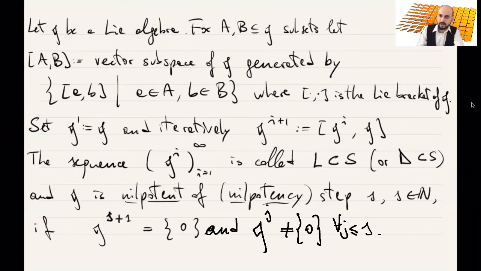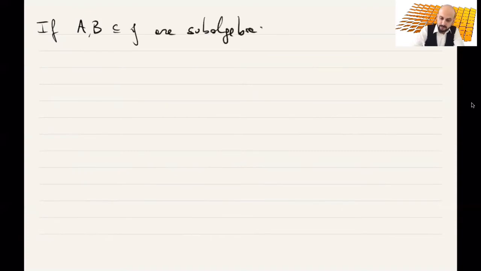Okay. A comment about this lower central series is that if A and B inside G are not just subsets but are subalgebras, like in the case where we perform the bracket of G with itself, then [A, B] inside G is also a subalgebra.